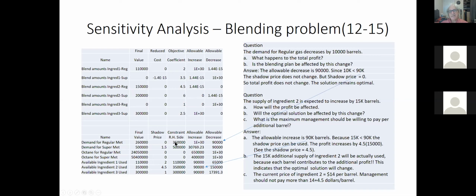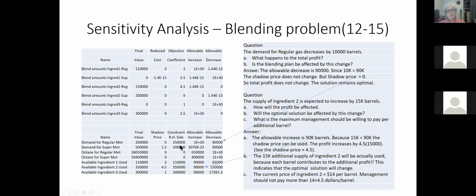So the demand, this is the maximum possible demand of 300K barrels for regular gas, given. Now they say, management think that the demand will drop by 10,000 barrels. What happens to the total profit? Management is worried. The demand is less. What will happen to the profit? Well, we can answer right away from sensitivity. But I would like you to take a look at common sense before.